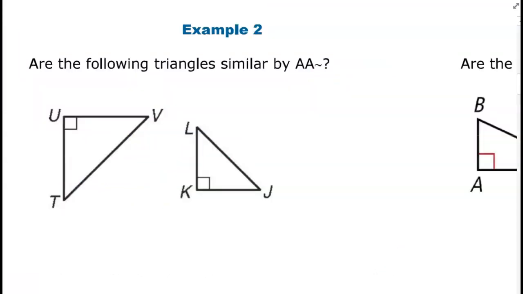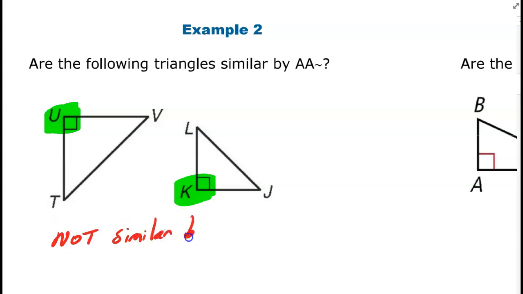Let's look at example 2. Are these triangles similar by angle-angle? Right now we know that angle U and angle K are both 90 degrees, but that's all the information we have. We do not have two angles. So these are not similar by angle-angle.